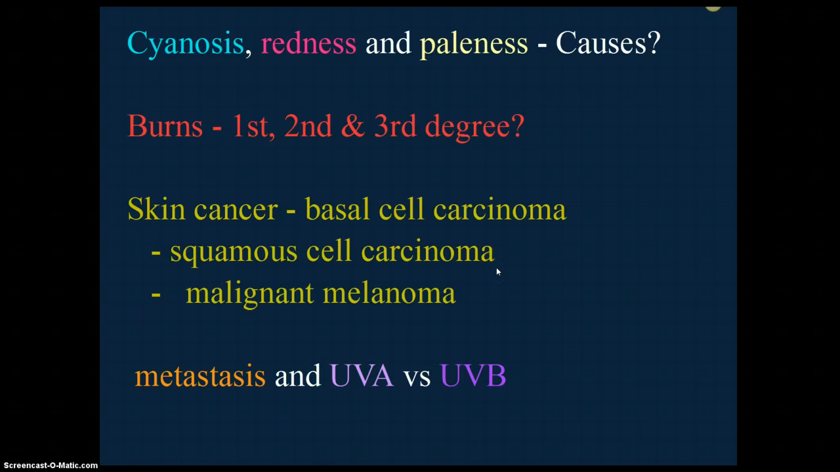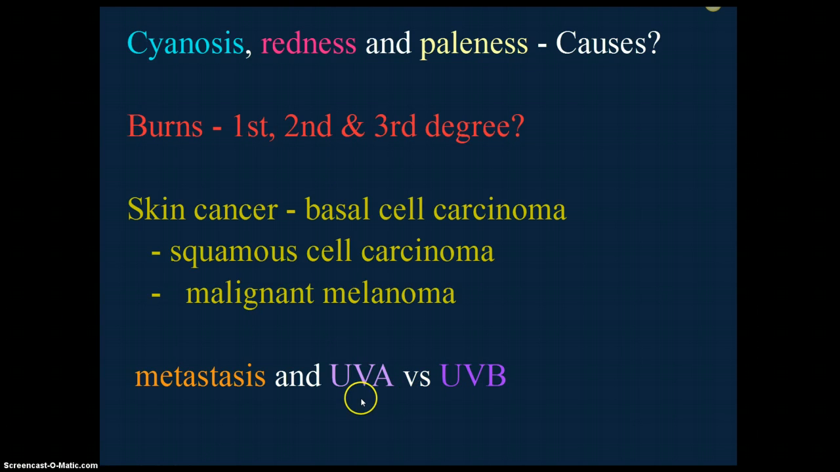Cyanosis, redness and paleness. What are they? What are the causes? Burns: first, second, third degree. Now you understand those. Skin cancers. We're going to talk about basal cell carcinoma, which, from the name of it, appears in the stratum basale. Squamous cell carcinoma, which appears in the stratified squamous epithelial tissue, and malignant melanoma, which is of the melanocytes, those little cells which produce pigment interspersed with the stratum basale, and that's one of the worst types. You already know the word metastasis. We're going to hit that again.